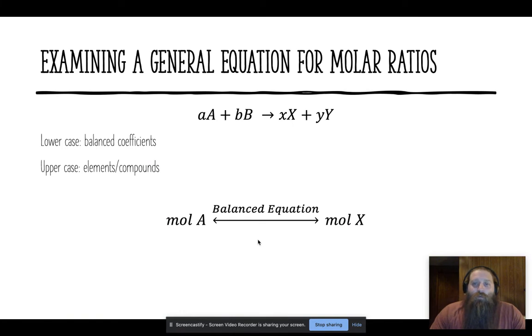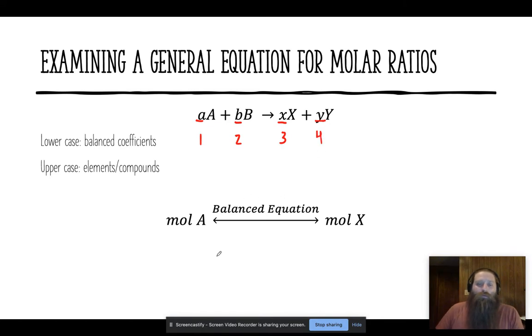So let's start with just looking at a general equation. These are equations that have no elements whatsoever, just letters and symbols. Over here, we've got lowercase letters for our balanced coefficients, and the uppercase letters symbolize our elements or compounds. As far as the reaction type itself, this would probably be a double displacement reaction. The big takeaway here is that when you have a balanced equation, then you have a ratio of moles of A compared to moles of X. I'll give you an example. Let's say these were the balanced numbers.